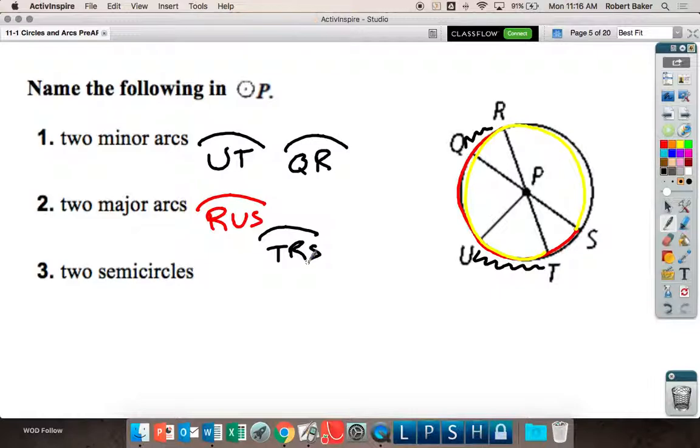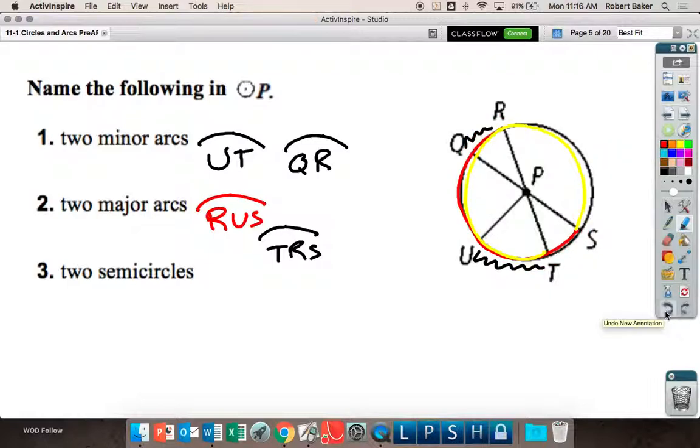Why did I not go arc TRS? That'd be a full circle. That's just circle P. It's not really an arc. Does that kind of make sense? So the letters really denote direction.